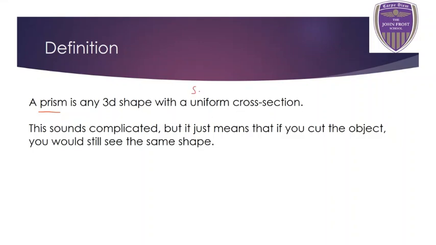Uniform means the same. And that's why it's called, for example, a school uniform, because everyone wears the same thing. And the cross section of a shape is basically a flat face of a shape. I'll explain now. So this definition sounds complicated, but all it means is that if you take an object and cut it somewhere, you will still be seeing the same shape as before you cut it. Let me show you some examples of prisms so we see what's going on, okay?